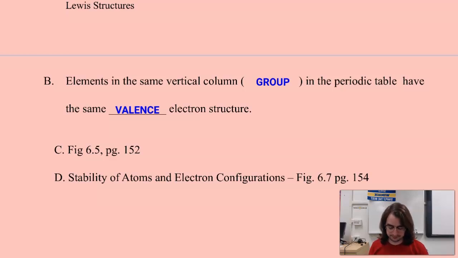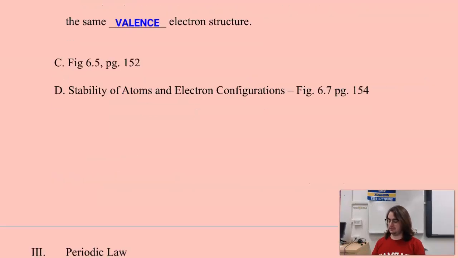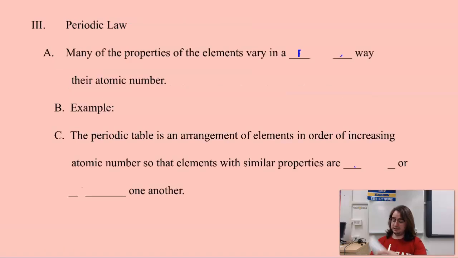Okay? So, let's talk about periodic law. So the idea of periodic law is that the periodic table is set up in a very specific way, and that elements near each other on the periodic table actually have things in common. So many properties of the elements vary in a periodic way in their atomic number.